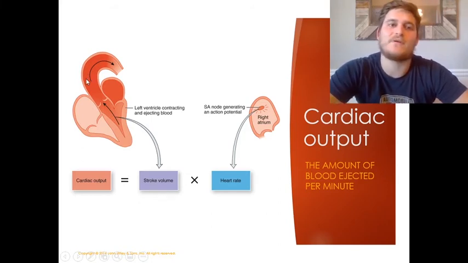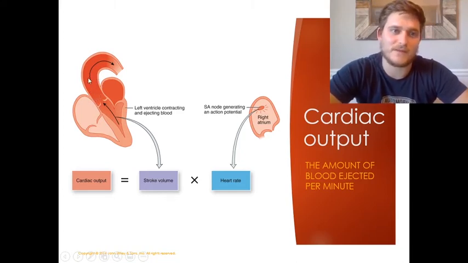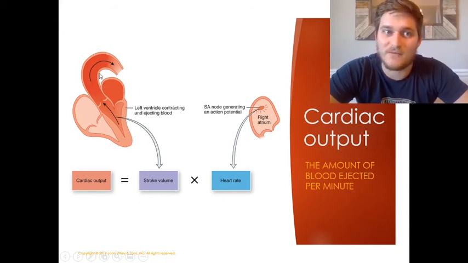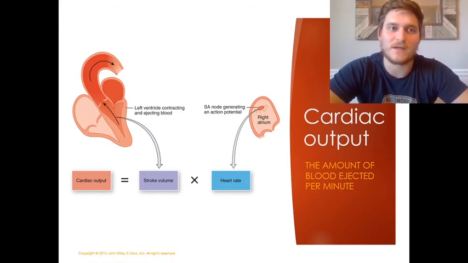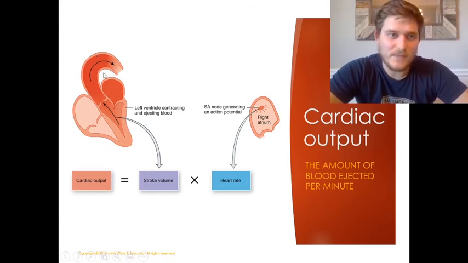And afterload is the pressure in these great vessels. So in case we're talking about the left side, that's going to be the pressure of arterial blood. And so when we talk about high blood pressure, this is what we're talking about, the amount of pressure in the arterial vessels and in this aorta.